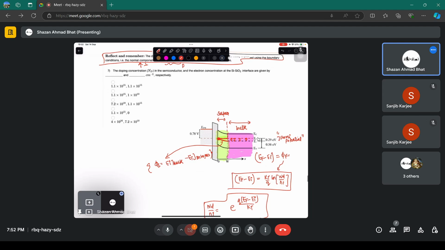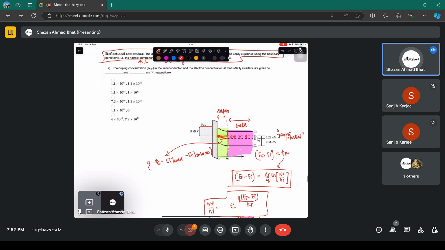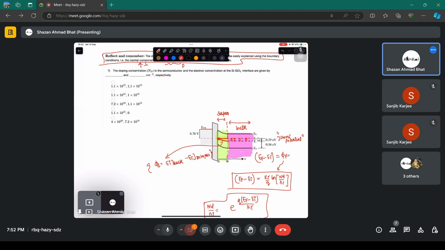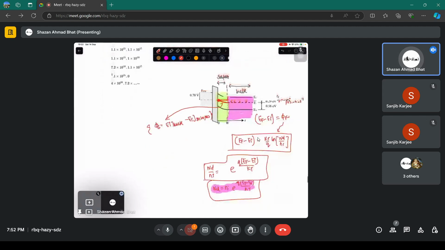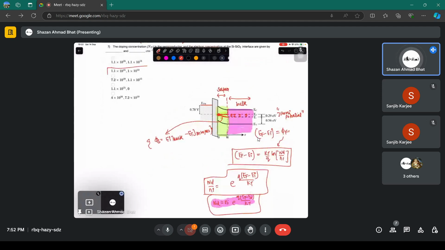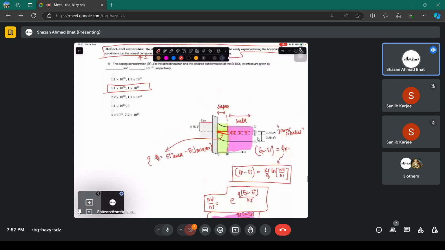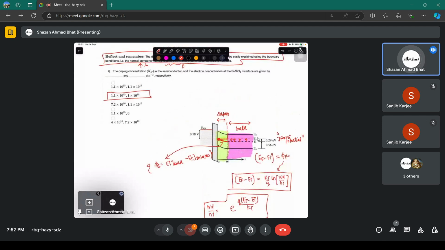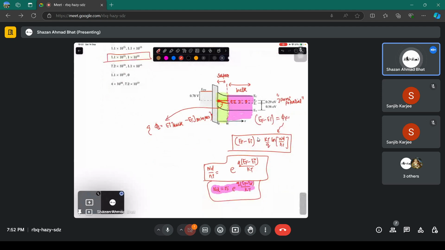So, doping concentration in the semiconductor and electron concentration at the interface. Is there any error? We have found that the answer of this question is 1.1 times 10 to the power 15 and 10 to the power 10. Oh, yes, we forgot the main thing. So this is the surface potential. This is the next question. You computed this for the bulk, and what will be the concentration here?